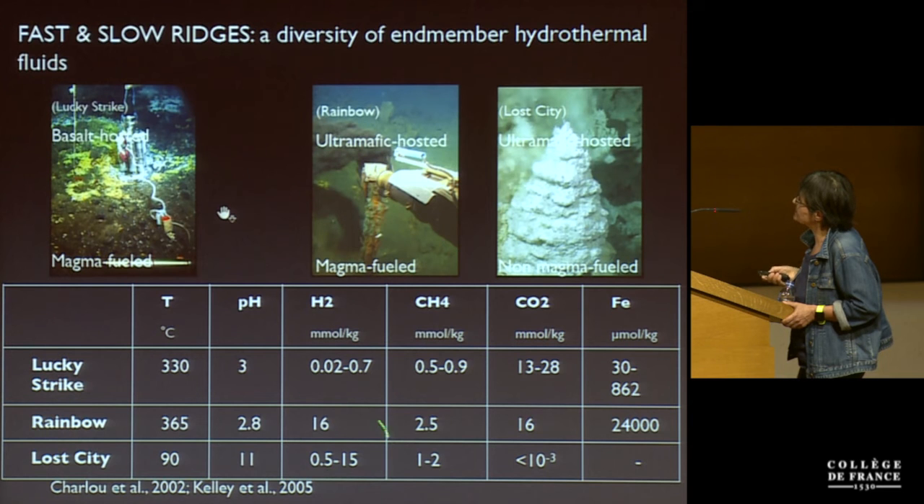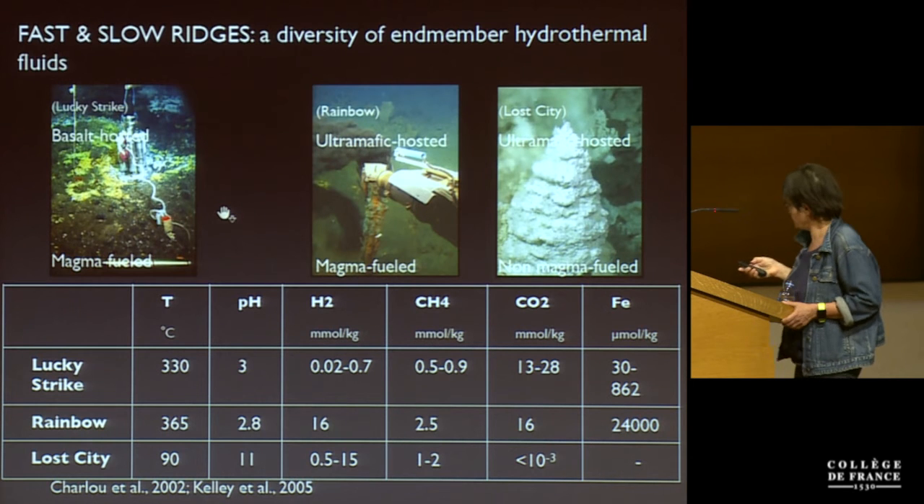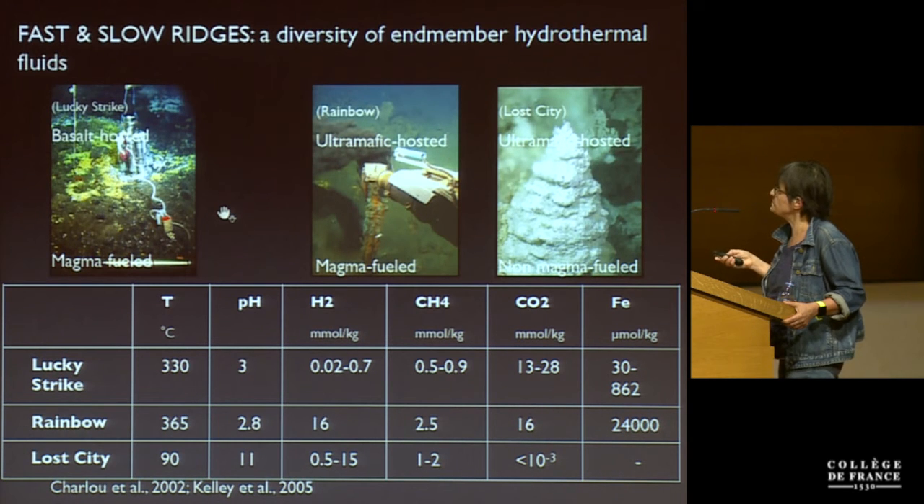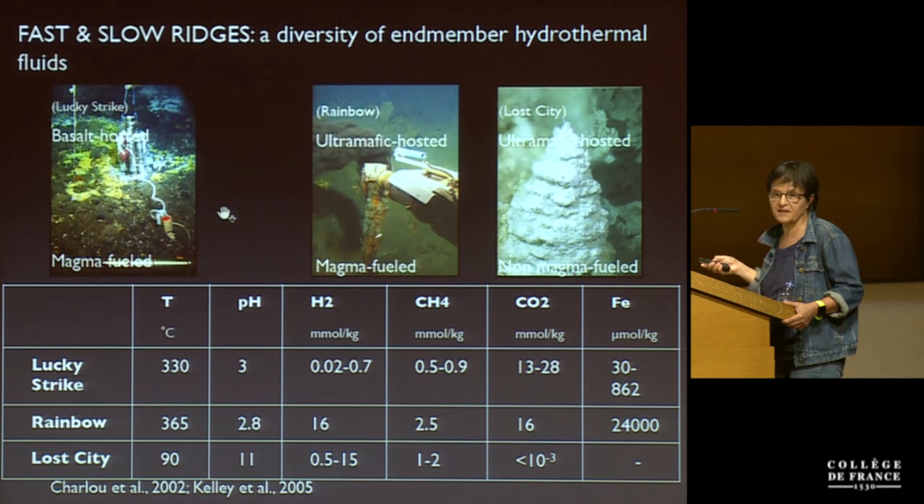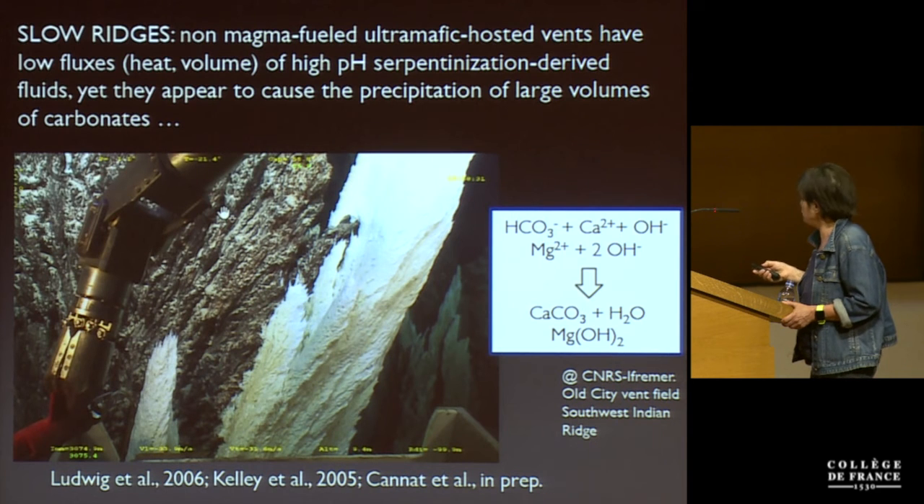What characterizes the sites that are on ultramafic seafloor is that they have much higher hydrogen and methane, okay, because these are byproducts of the serpentinization reaction. And one thing that characterizes the sites that are magma fueled is that they vent a lot of metal-derived CO2. And then there are large differences in the amount of iron, with no iron at all for this last one. Okay, so obviously we need to learn more about the distribution and relative importance of all of these things.